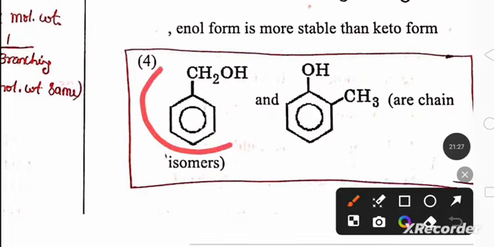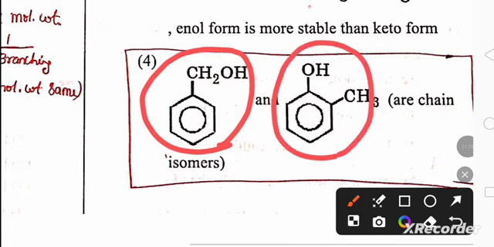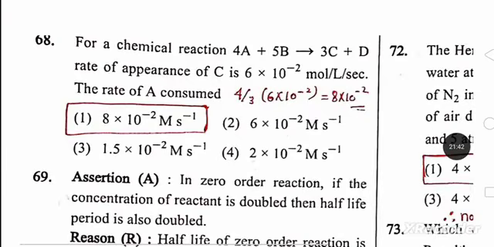Whereas these 2 are given as chain isomers. This alcohol and this alcohol cannot be chain isomers because the position of the carbon is different, so they cannot be chain isomers. This is the incorrect statement. So next question we have is from chemical kinetics.